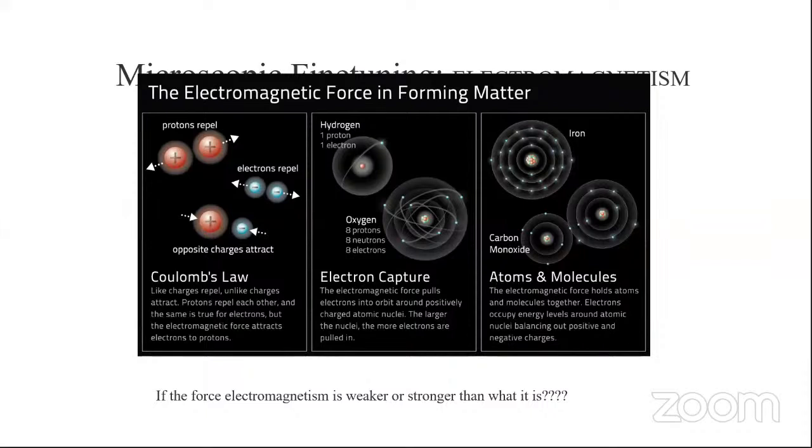If the force is stronger, then what will happen? The nuclei will hang on to the electrons with such strength that the electrons will not be shared and molecules will not form. So if the value of that electromagnetic force is a little bit off either way, then the universe will have no molecules and therefore no life. Go to the next slide.